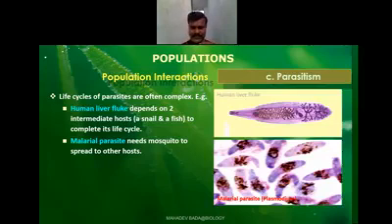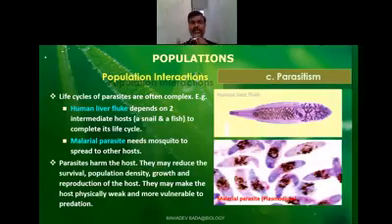This is the liver fluke, the human liver fluke, and here you can see the malarial parasite, which we call Plasmodium. The malarial parasite needs a mosquito to spread to other host organisms. To complete its life cycle, it needs two intermediate hosts. One is the mosquito, and the second is we human beings. So the malarial parasite needs two hosts to complete its life cycle.